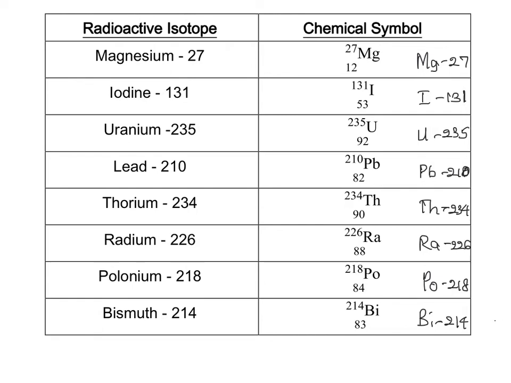Radioactive isotopes can be identified by either their chemical symbols or writing their mass number after the element's name or the symbol. For example, iodine 131 can be represented in three different ways. Uranium 235, lead 210, radium 226, and bismuth 214.